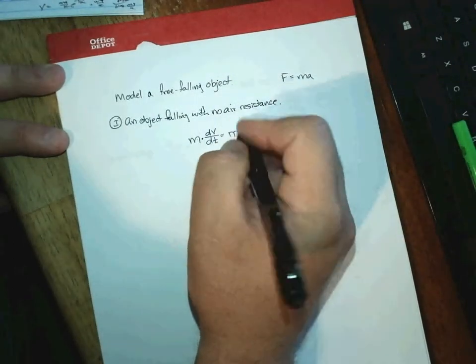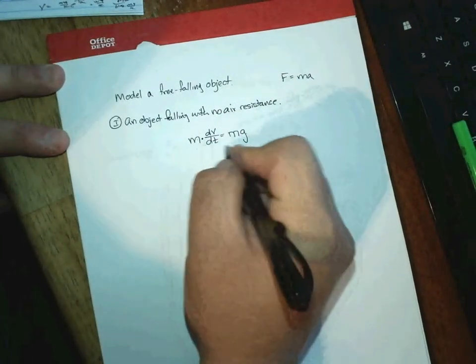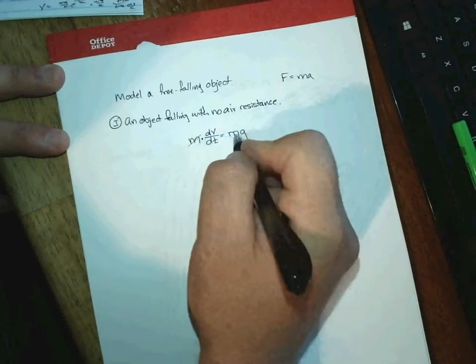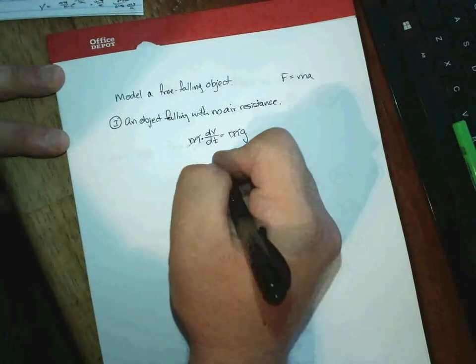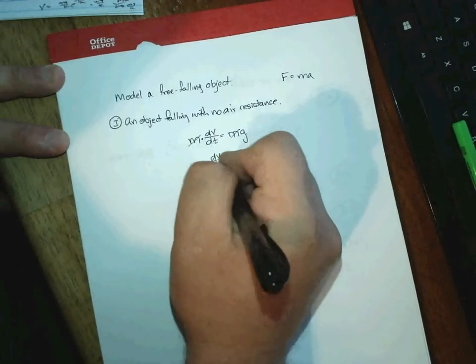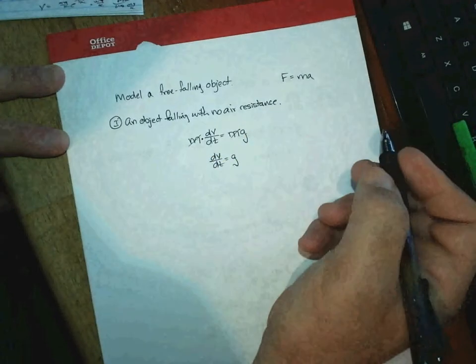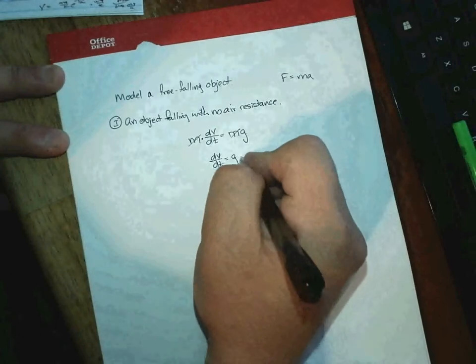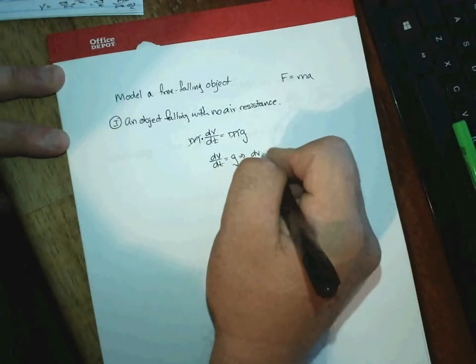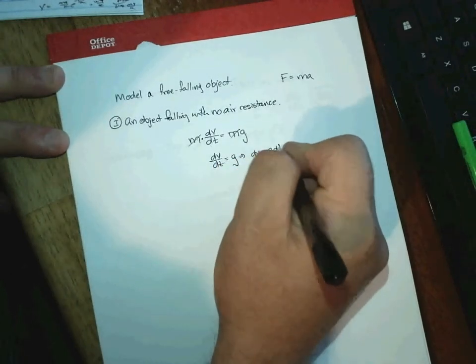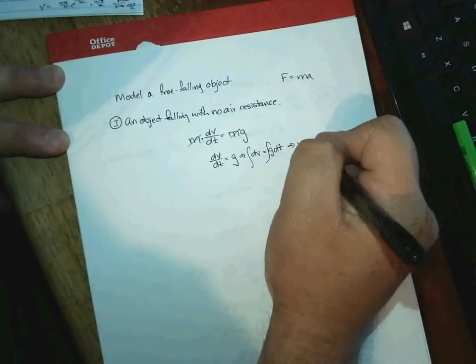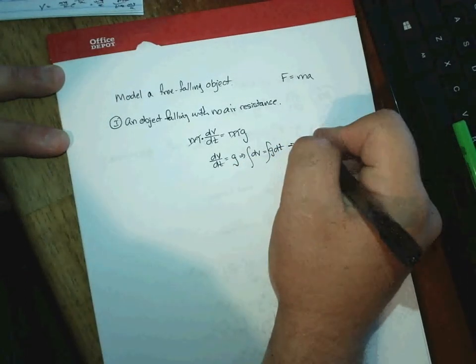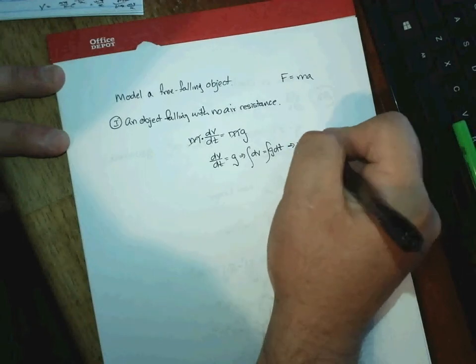Now, the very first thing we see is that you can divide both sides by m, and your differential equation is very simple: dv/dt equals g, which means you can separate the variables. Integrate both sides, and you get that the velocity of your falling object is simply gt plus a constant.